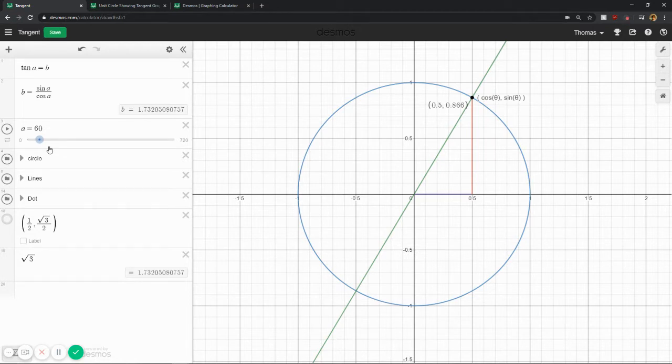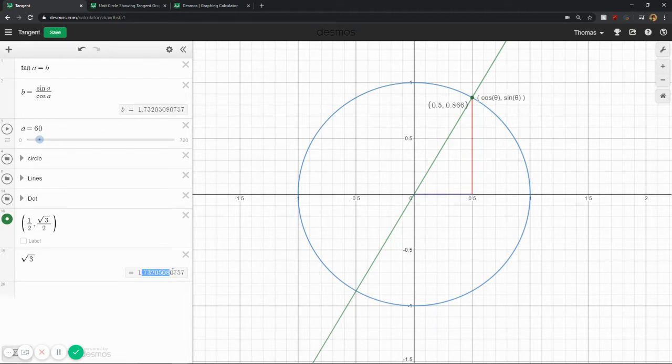The reason is that this point right here, 1/2 comma root 3 over 2, is the coordinate point that we get on the unit circle when we have a 60-degree angle. So if we take that square root of 3 divided by 2 and divide it all by 1/2, we just get the square root of 3. The tangent here, which I call B, is 1.732, and the square root of 3 is 1.732. So this makes total sense.